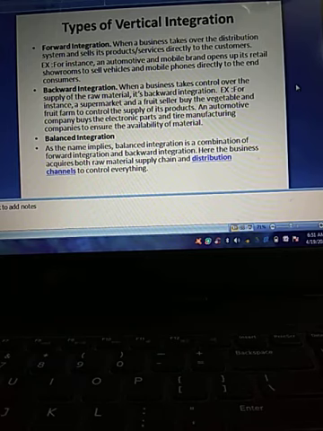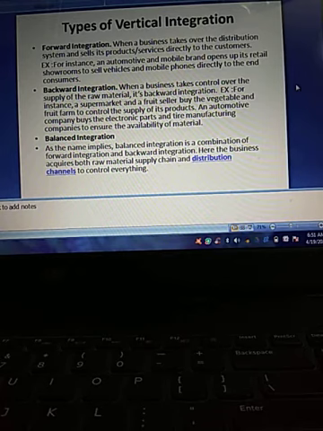What are the examples? Automotive and mobile brands open up their retail showrooms to sell vehicles and mobile phones directly to the end consumers. Backward integration: when a business takes control over the supply of raw material, it's called backward integration. Example, a supermarket and fruit seller buy the vegetable and fruit farms to control the supply of its products. An automobile company buys electronic parts and tire manufacturing companies to ensure the availability of the materials. So forward integration, backward integration.